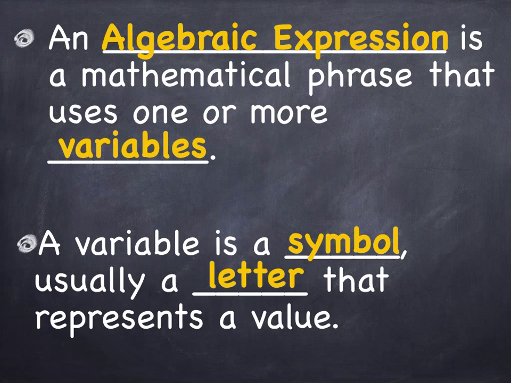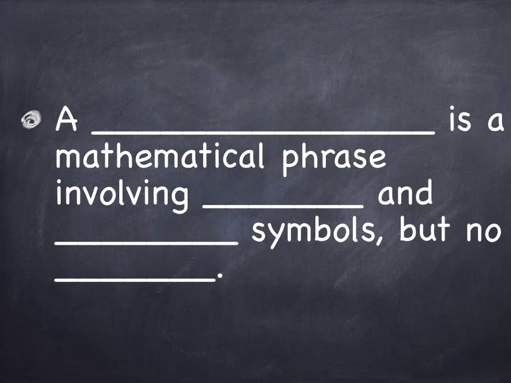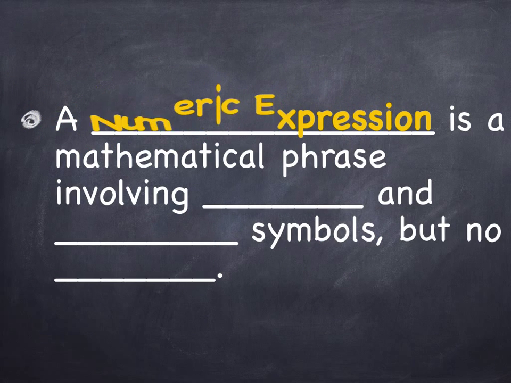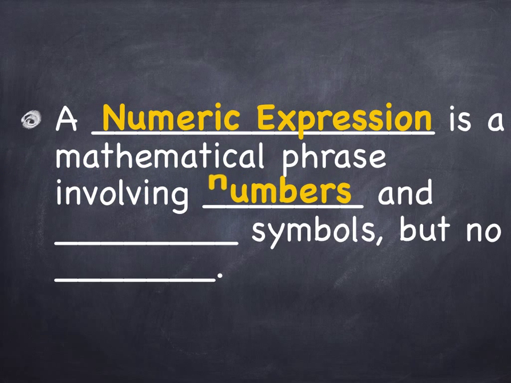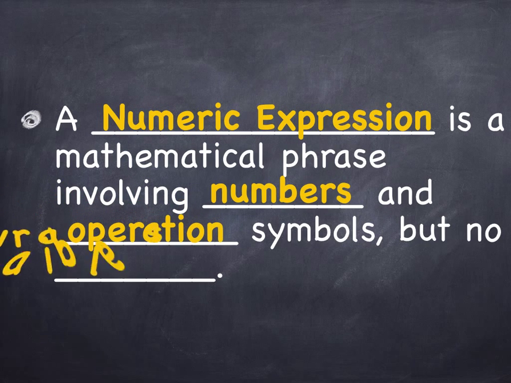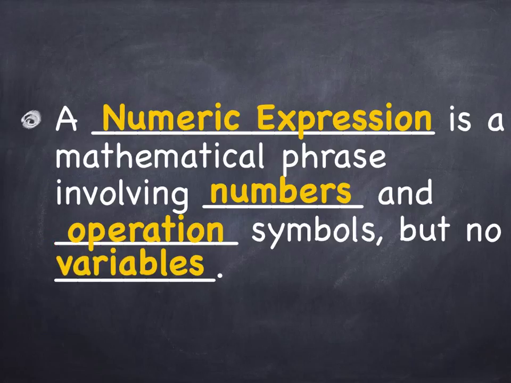Really, in all of the problems that we're going to do, our symbols are going to be letters, our variables are going to be letters, but know that it could be a symbol as well. So an algebraic expression has variables, and then we also have numeric expressions. A numeric expression is a mathematical phrase that involves numbers and operation symbols, but it does not contain any variables. If it's an algebraic expression, it will contain variables.